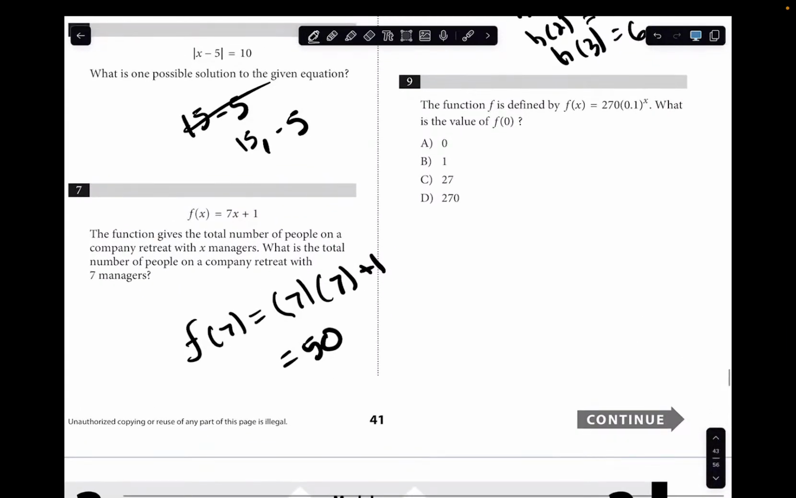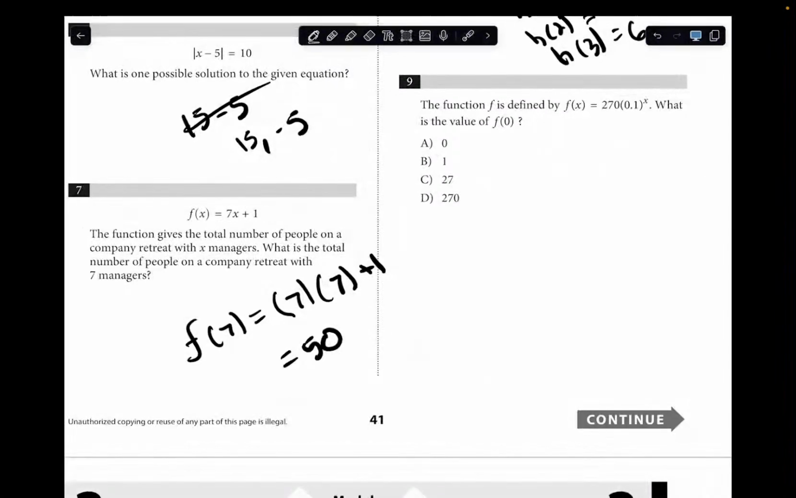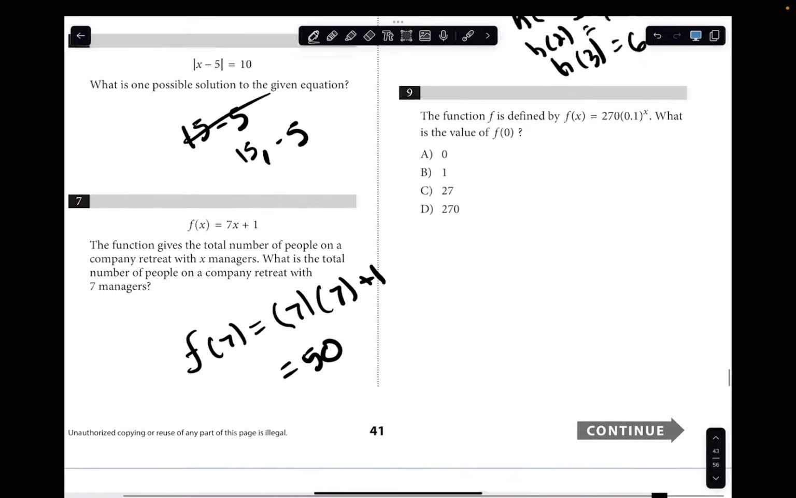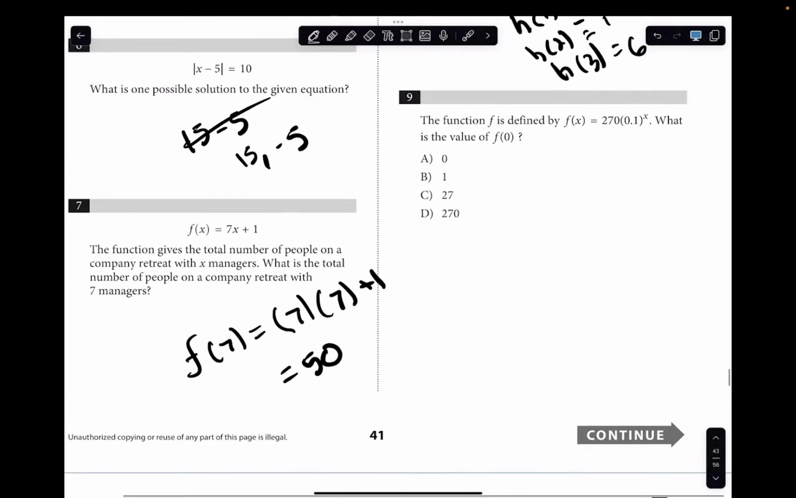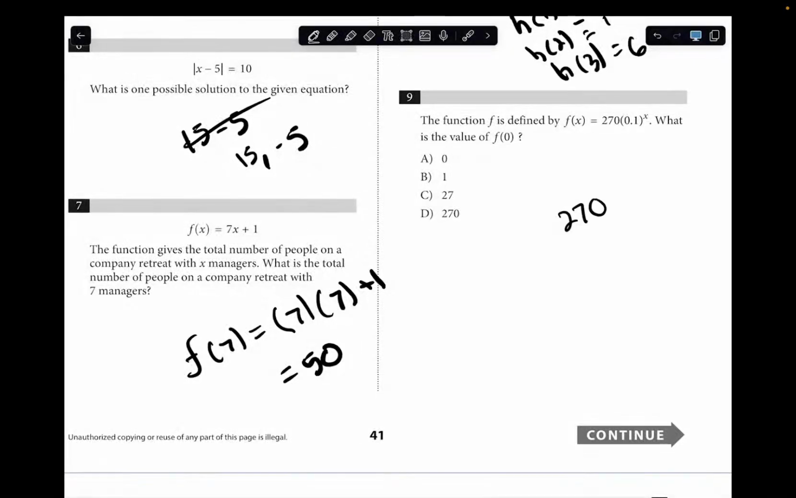The function f is defined by f of x equals 270 times 0.1 to the x power. What is the value of f of 0? Any value to the 0 power is what? What's 270 times 1? 270? It's 270.